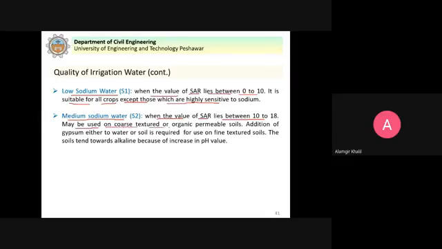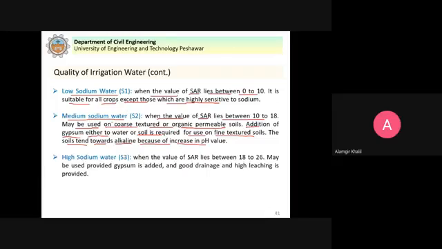Medium sodium water, when the value of SAR lies between 10 to 18, may be used on coarse textured or organic permeable soils. Addition of gypsum either to water or soil is required for use on fine textured soils. The soils tend towards alkaline because of increase in pH value. So these are the different categories, and we calculate the SAR accordingly. We have to treat the soil, or I add gypsum, for example, here to the water.